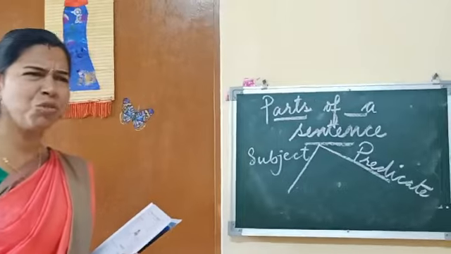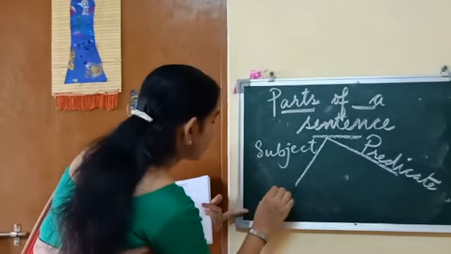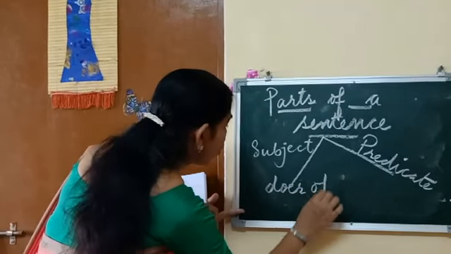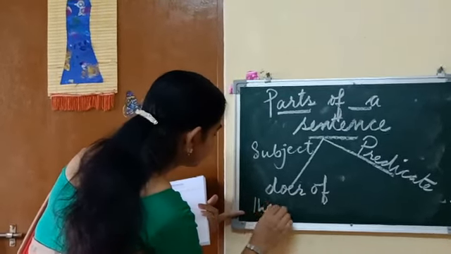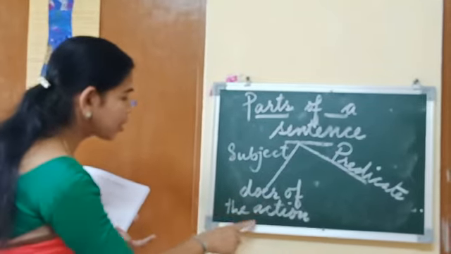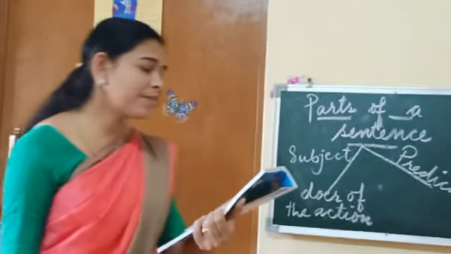Doer of the action. Doer means one who does. D-O-E-R, doer. Action. One who does the action. Okay, please note it down. D-O-E-R. The doer of the action is subject.